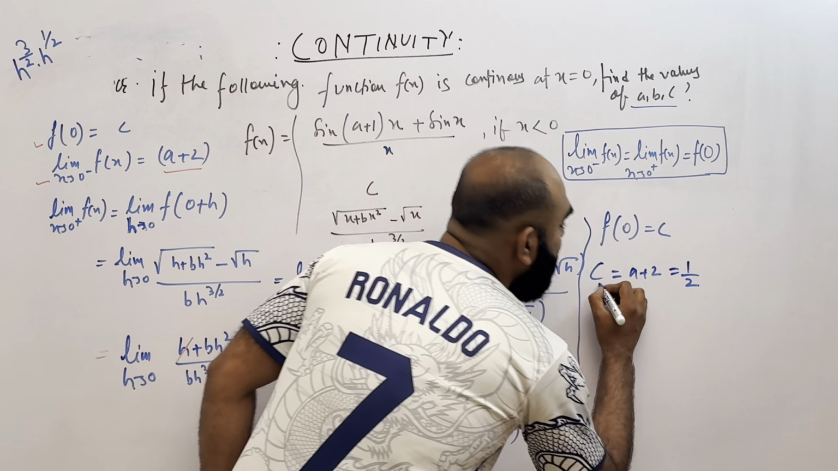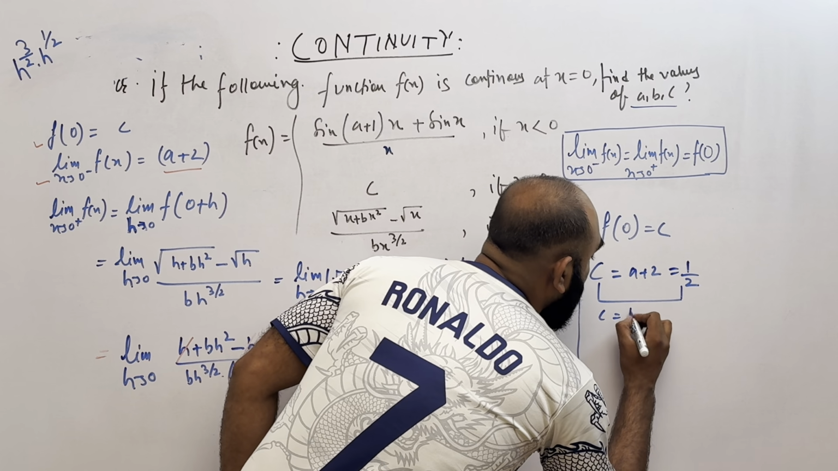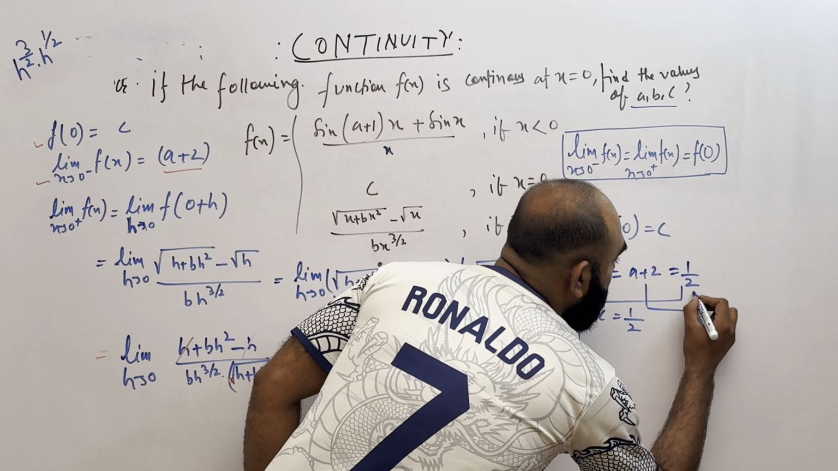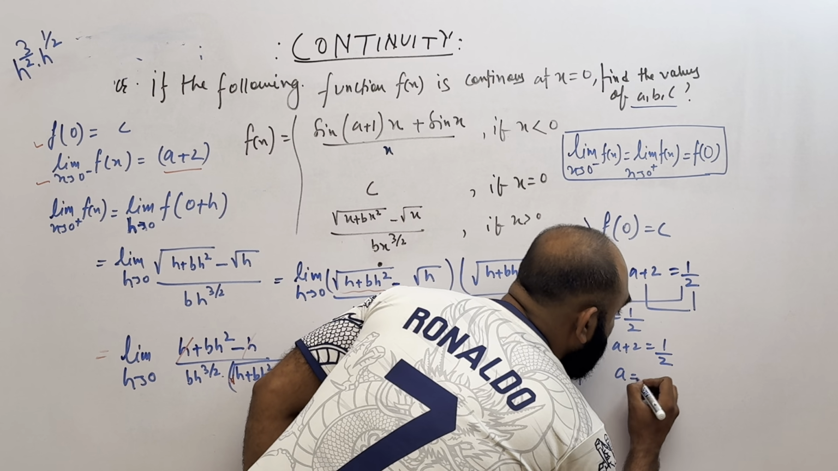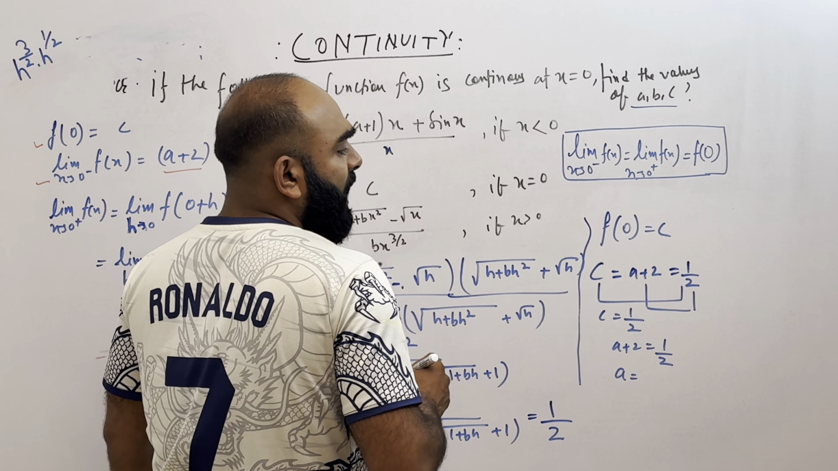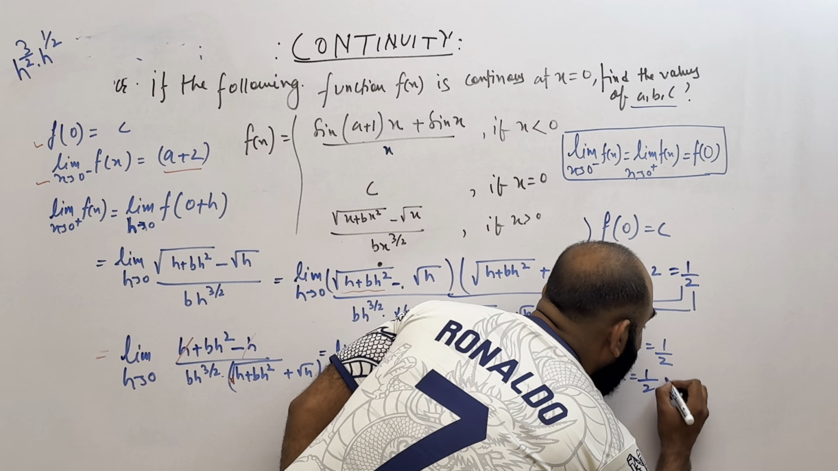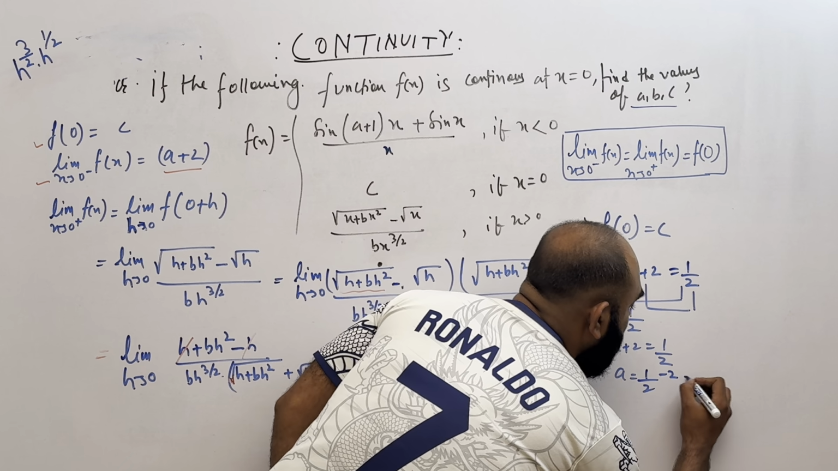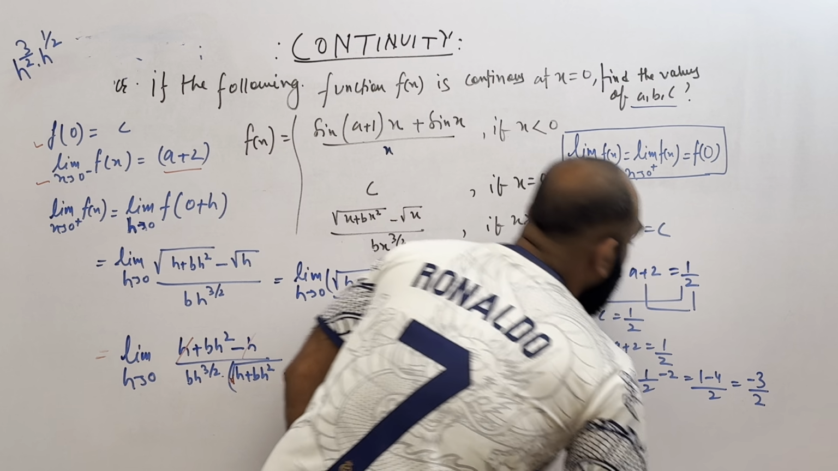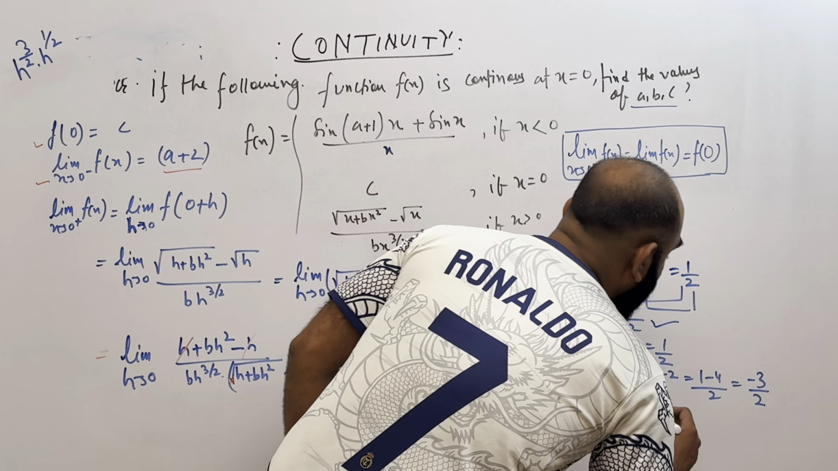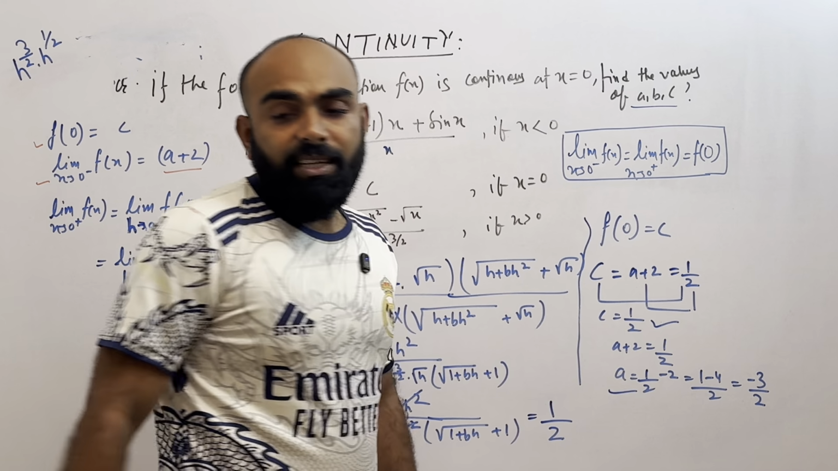So if I equate this to this one, c is equal to 1 by 2. And if I equate this to this one, a plus 2 is equal to 1 by 2. So a is equal to 1 by 2 minus 2, that is 1 minus 4 by 2, which is minus 3 by 2. So your c value is 1 by 2 and your a value is minus 3 by 2.